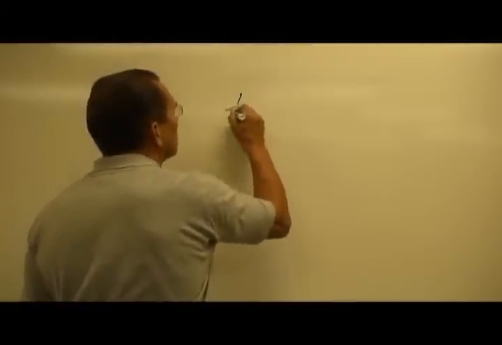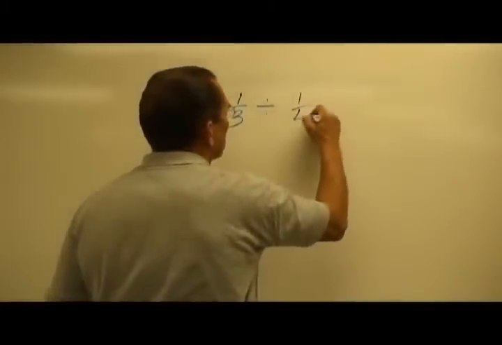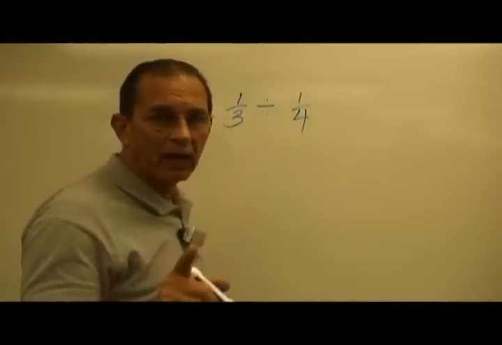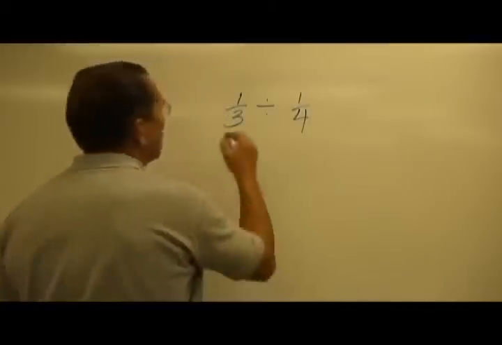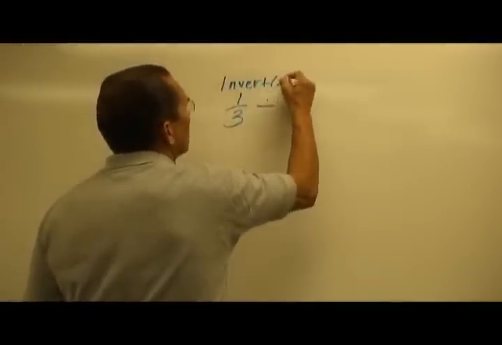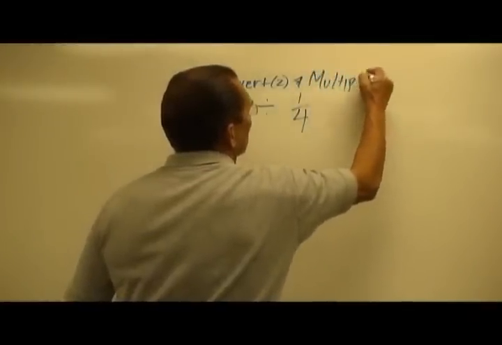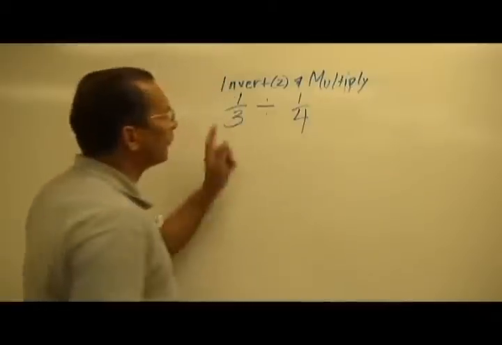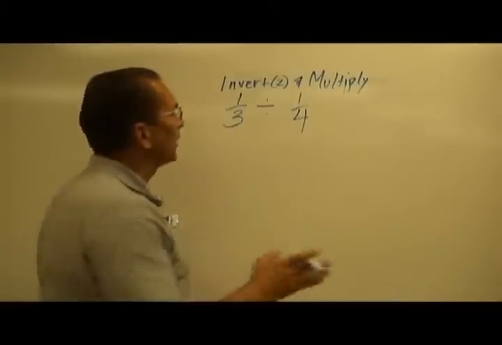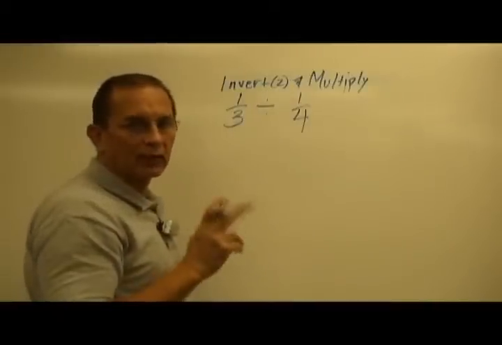1/3 divided by 1/4. Now, when you divide fractions, you use a term called invert and multiply. Invert and multiply. It's almost like multiplying. You'll notice I put a 2 right here, and that's because we invert the second fraction.